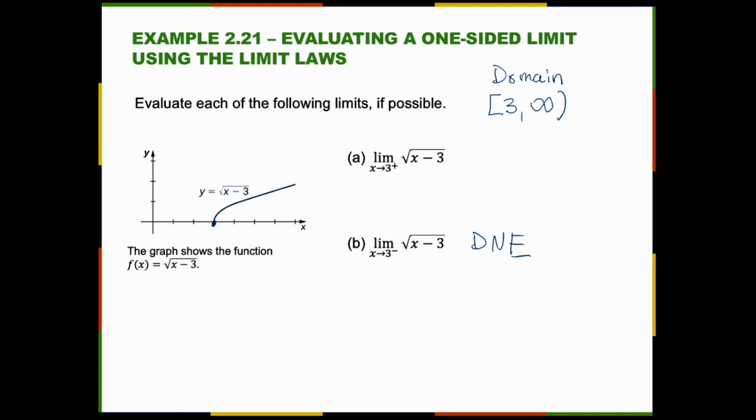However, if we're looking at it coming in from the right, the values of x exist to the right of 3. So if we think about approaching 3 from the right, we're going to be getting values like 3.1, 3.01, 3.001. We're getting numbers that are bigger than 3, but closer and closer to 3, and those values exist. So in this case, we can use direct substitution in the limit laws.